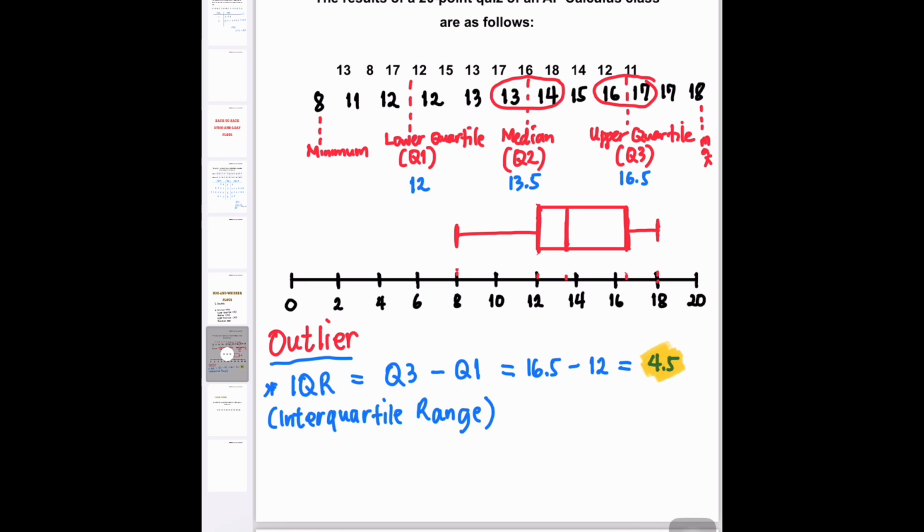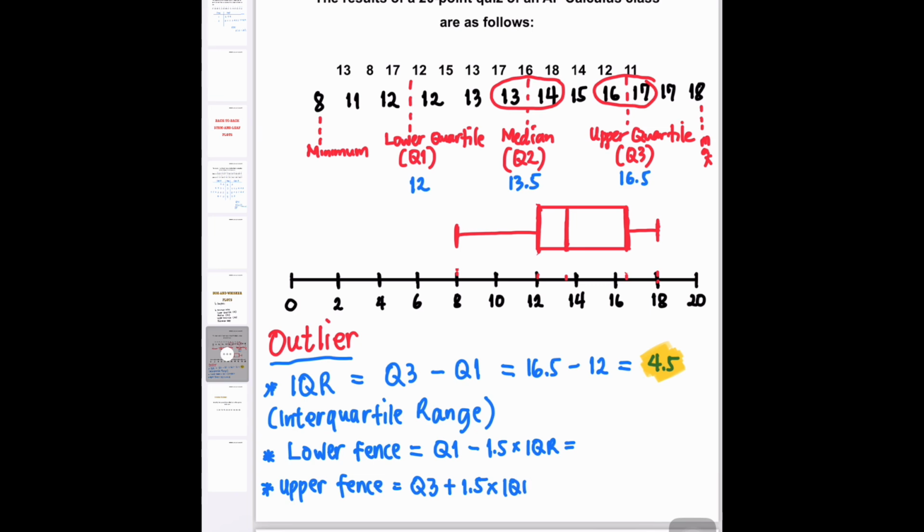Now, the other things that you need to calculate is the lower fence, or what we call the lower boundary. The lower quartile minus 1.5 multiplied by the interquartile range. The other boundary that we need to calculate is the upper fence. This is calculated by taking the upper quartile, Q3, plus 1.5 multiplied by the IQR, or the interquartile range.